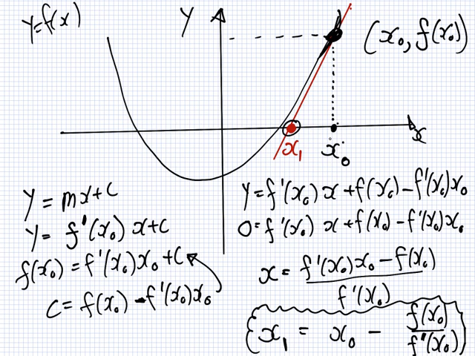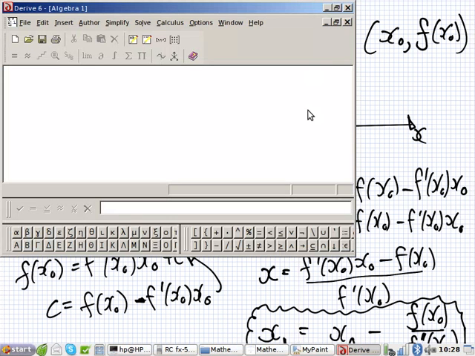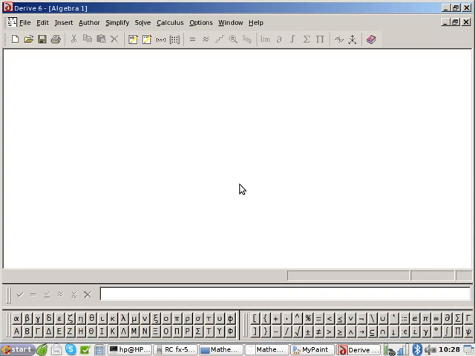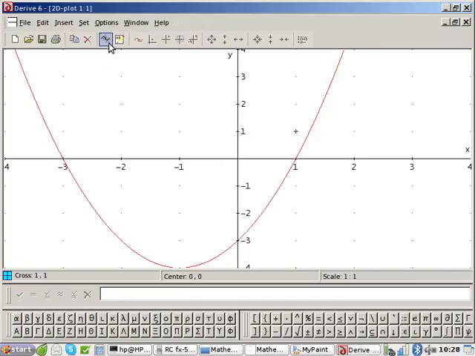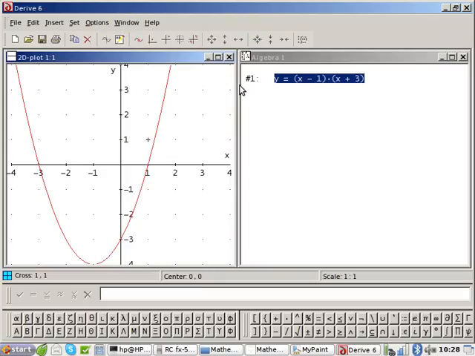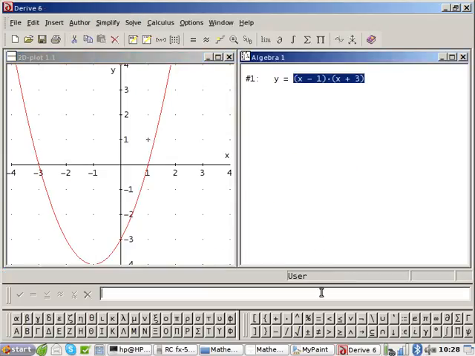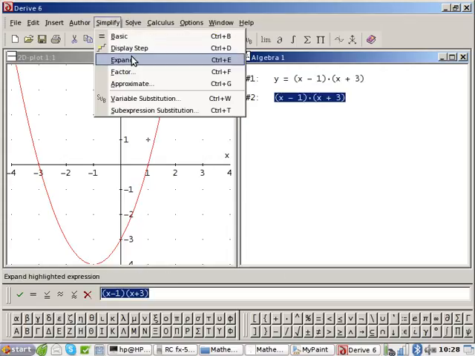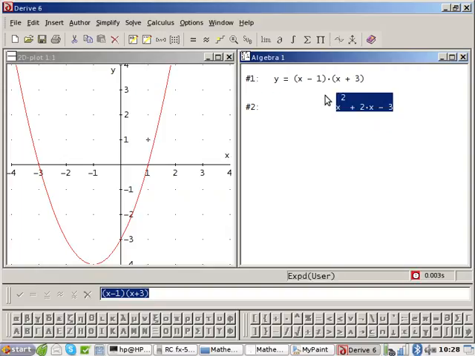Yeah? Now, have a look at this. Let me draw something for you. Let's draw a simple cubic. Y equals x minus 1, x plus 3. Graph it. X minus 1 times x plus 3. Simplify, expand. Right, there is my quadratic. What are the roots? 1 and minus 3.